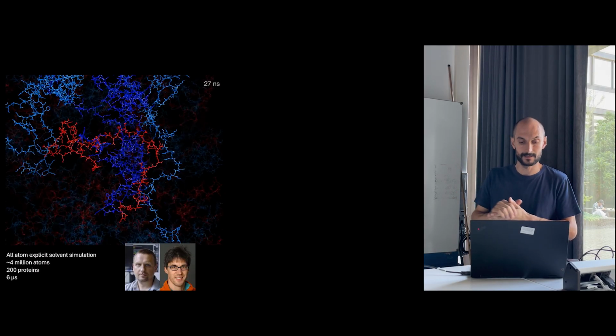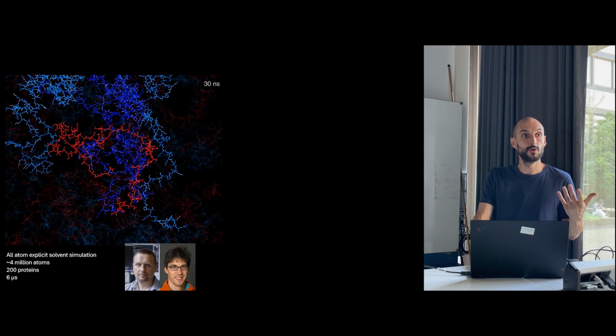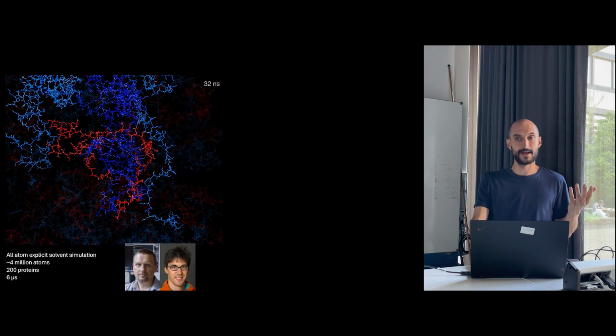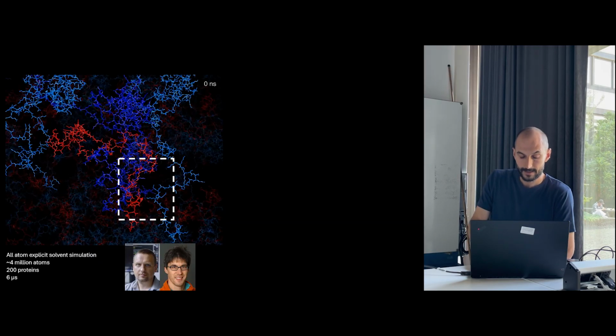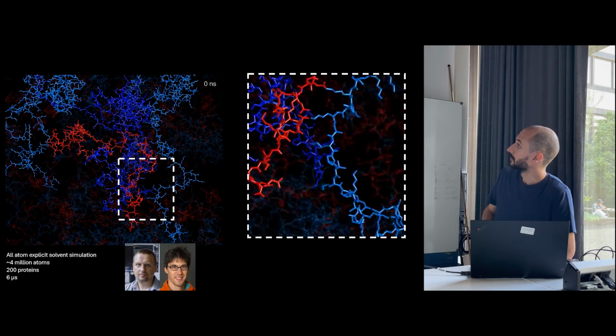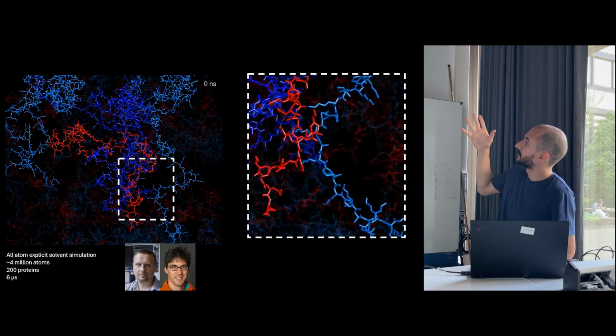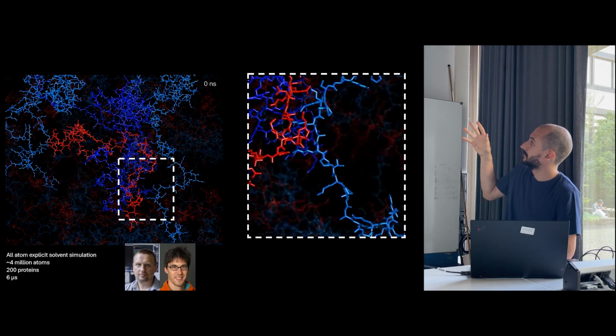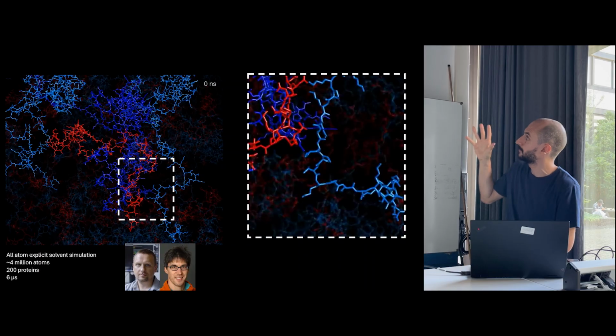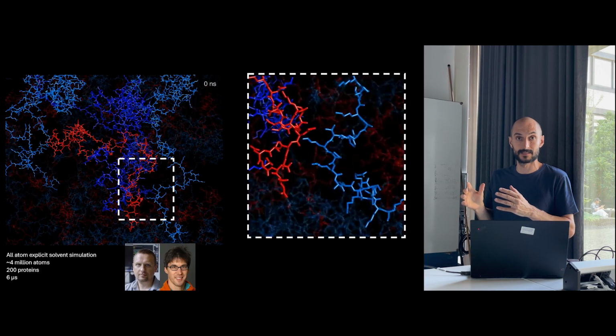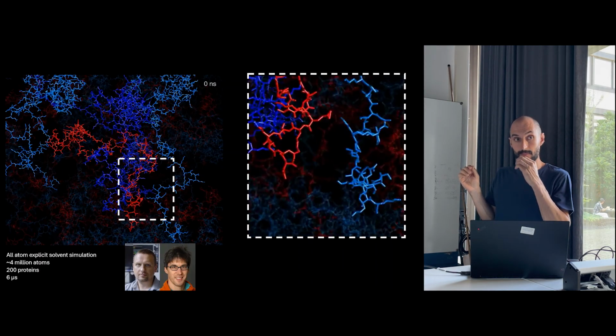And then we started to look at things that we cannot look at experimentally, like contact dynamics. Here in blue, you mostly see lysines, the H1 lysines, and in red, mostly glutamic acid and aspartic acid from prothymosin alpha.